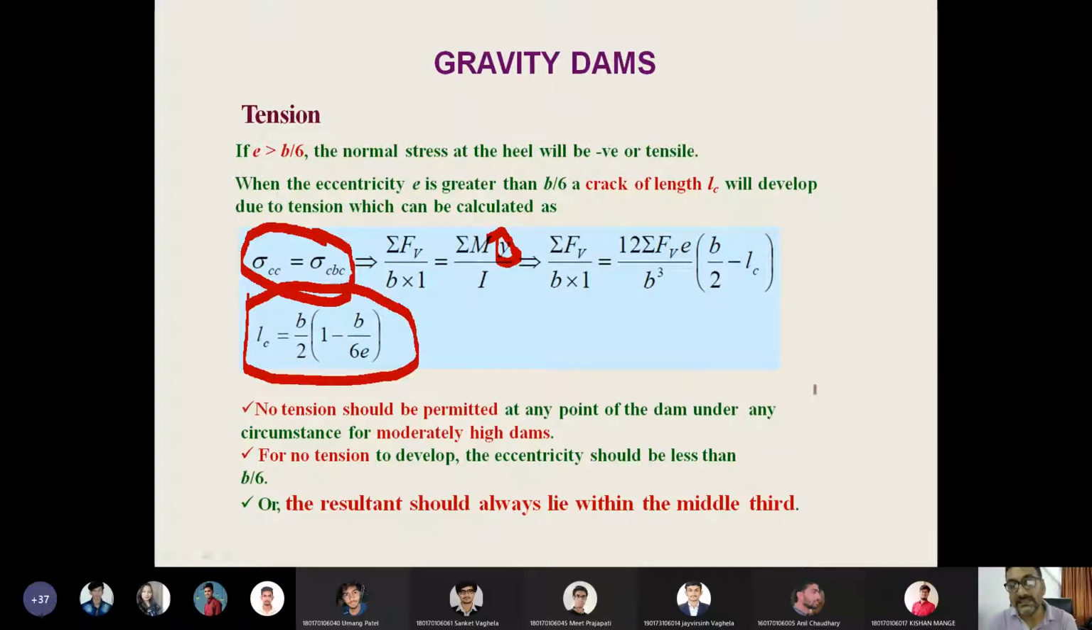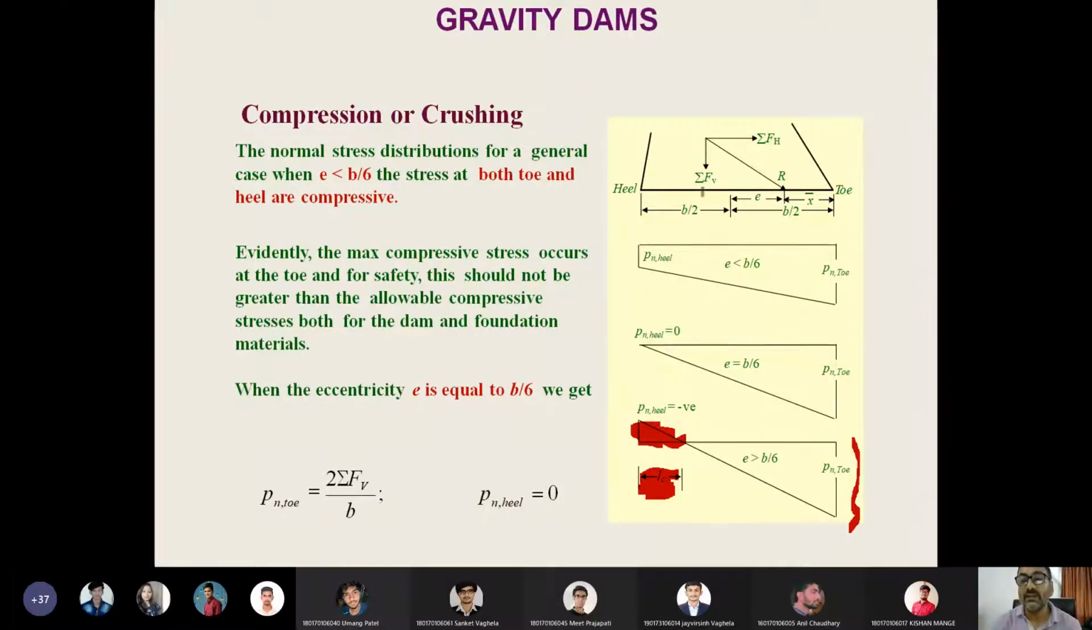If the resultant is cutting the base beyond B by 6, what this states is that the resultant should always lie within the middle third. B by 6 is measured from the center of the base, so B by 6 this side and B by 6 this side. Then you could divide the base into three parts: B by 3, B by 3 and B by 3. So your resultant should always be within this length, in the middle third.